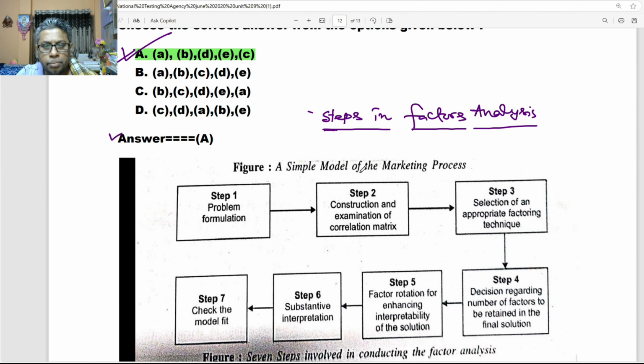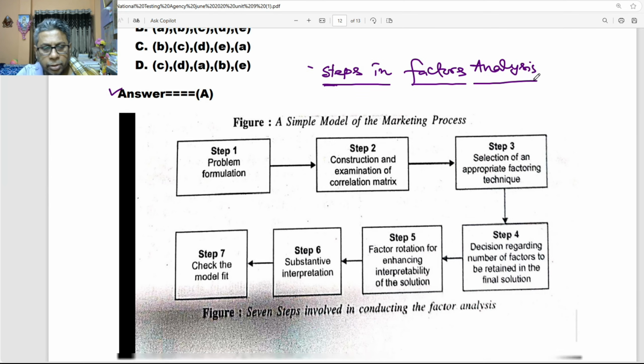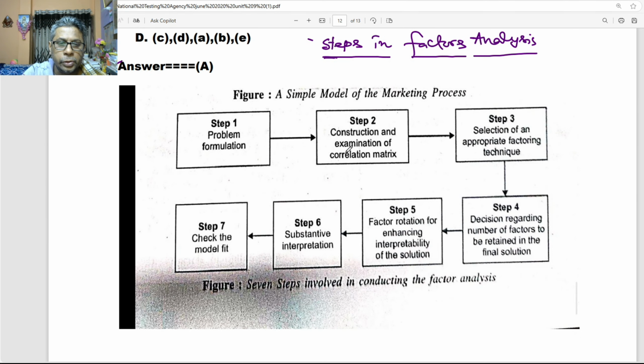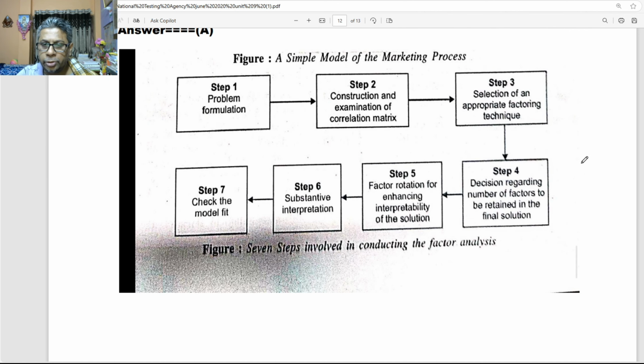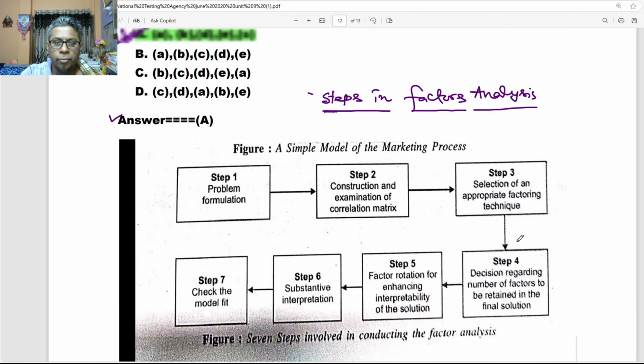The steps of a simple model of the marketing process based on factor analysis. Step 1: problem formulation. Step 2: construction and examination of correlation matrix. Step 3: selection of an appropriate factoring technique. Step 4: decision regarding the number of factors to be retained in the final solution. Step 5: factor rotation for enhancing interpretability of the solution. Step 6: substantive interpretation. And finally step 7: check the model fit. So 7 steps are involved in conducting factor analysis.